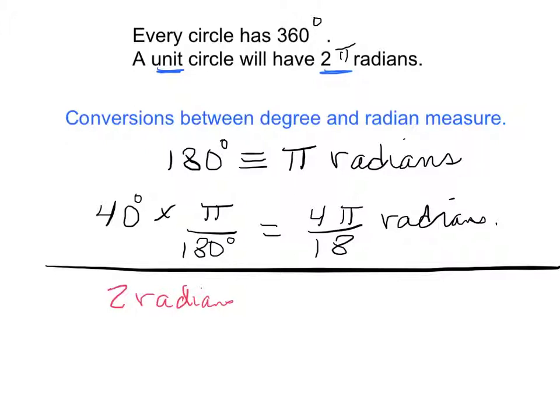So if I take 2 radians and I multiply it by unity, which in this case is going to be 180 degrees over pi, what that gives me is 360 degrees over pi. And that measure is about equal to 115 degrees, which is indeed in the second quadrant as we expected.